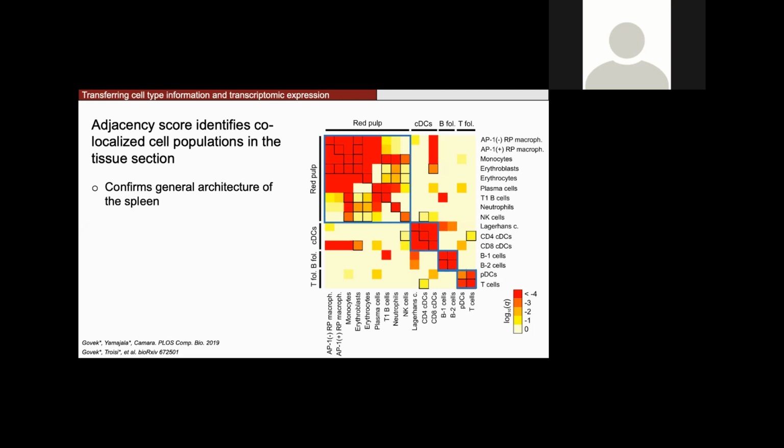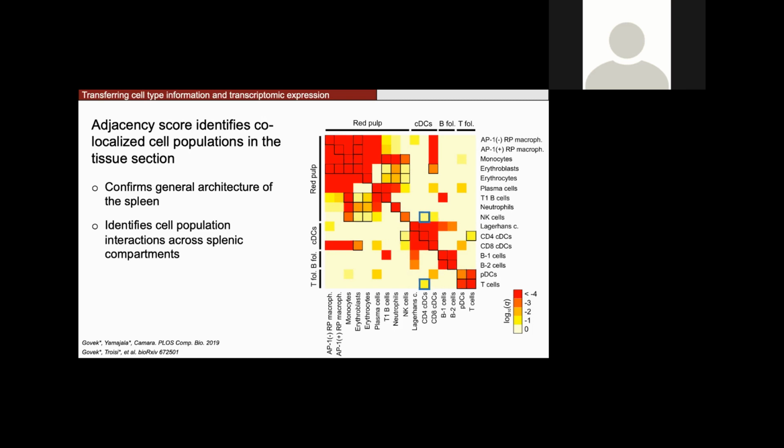So we can see that this heat map confirms what we know about the general splenic compartments. Again, the red pulp cell types tend to co-localize amongst each other, and the B cells and T cells tend to just co-localize within themselves, as we would expect from our knowledge of the T cell zones, the B cell zones, and the general red pulp. We also see some co-localization that occurs across multiple splenic compartments.